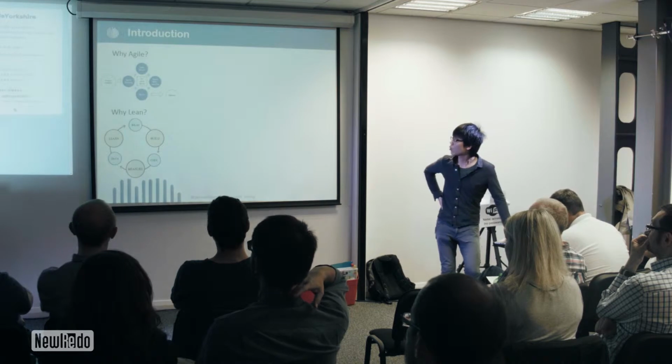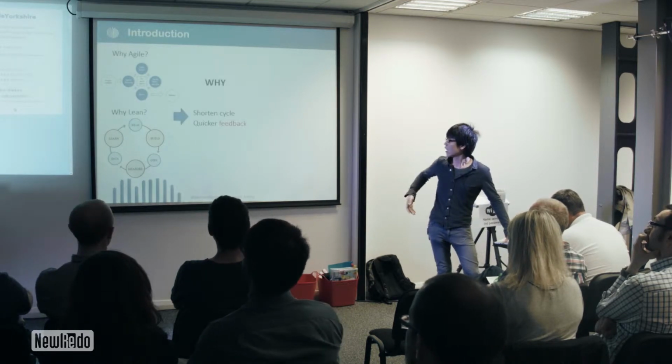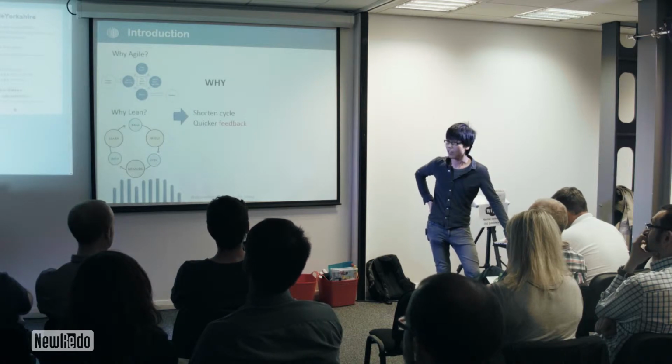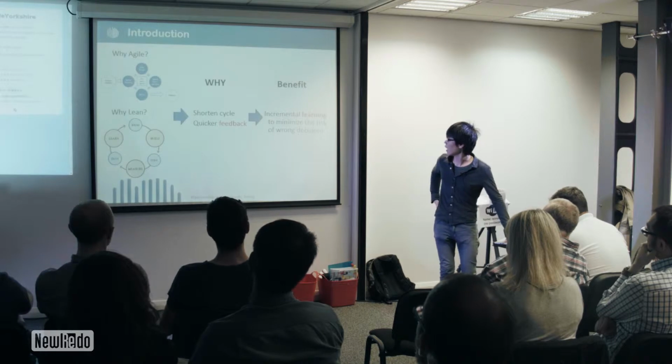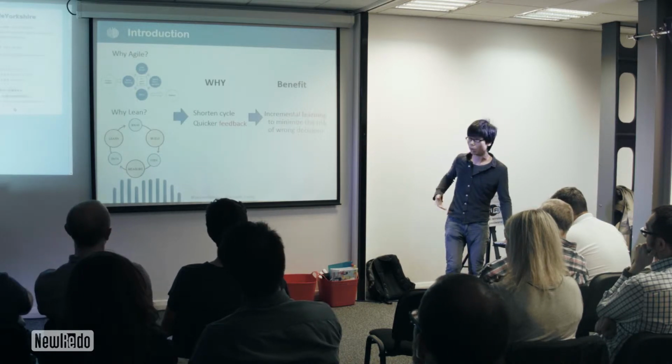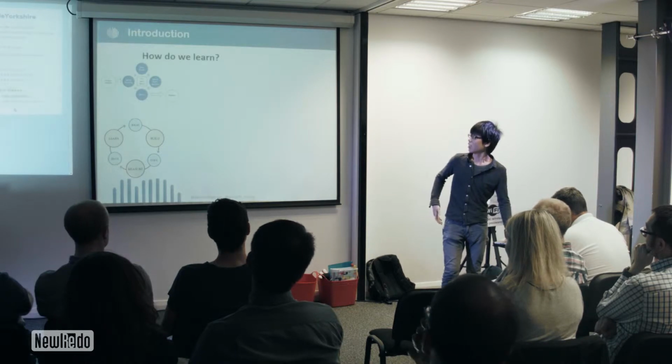So why do we do Agile and why do we go with Lean then? Well, basically, it shortens the development cycle and we get quicker feedback. And also the benefit is that incrementally we can learn to minimize the risk of making wrong decisions. So how do we learn then? Well, a very consistent way to learn is to learn from data.